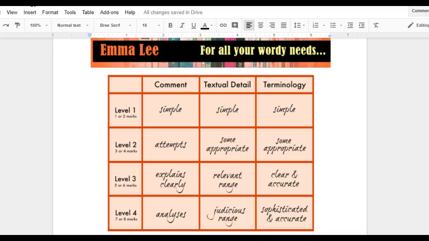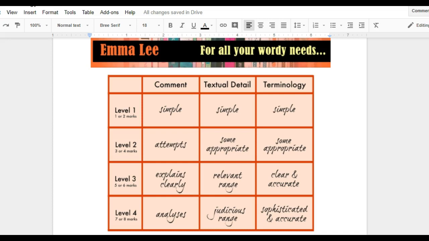So when I look at a comment, I think, is this simple? Is this an attempted comment? Is it explaining clearly what the language means, or is it analysing the language? And that's what helps me decide whether I'm going to put you in level 1 or level 4. But subject terminology is just a kind of minor choice I might be making to help me refine a mark within that level. So when I see the word, well, that could be level 1 or it could be level 4. When I see pre-modifying adjective, that could be level 1 or could be level 4. It just depends on the way that the comment on the language has been used.